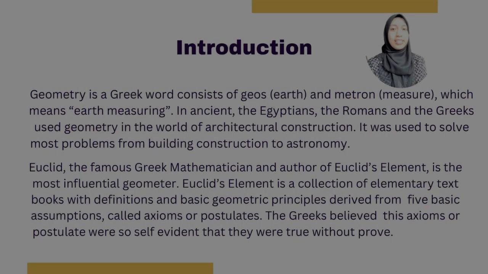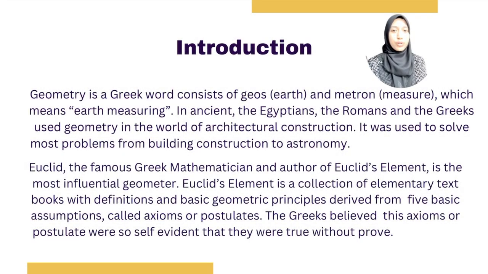Geometry is a Greek word that consists of geos, earth, and metron, measure, which means earth measuring. In ancient times, the Egyptians, the Romans, and the Greeks used geometry in architectural construction. It was used to solve most problems, from building construction to astronomy.